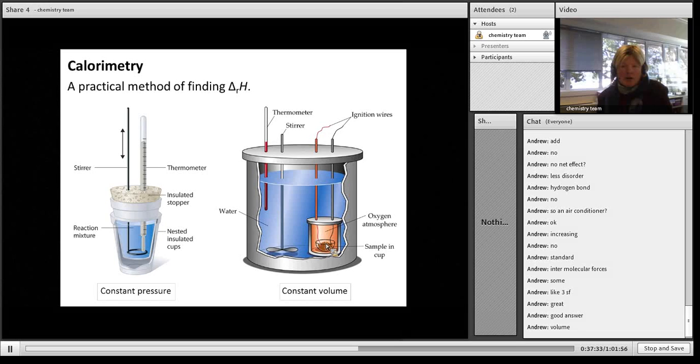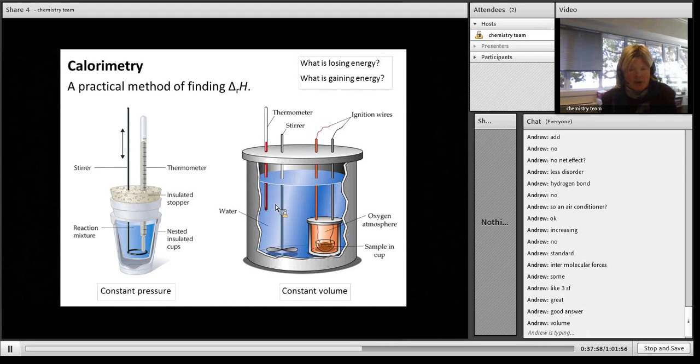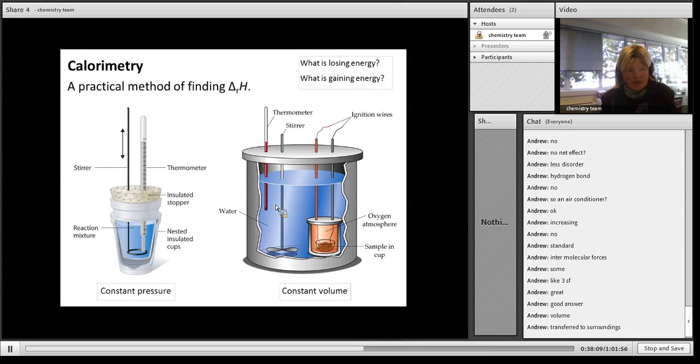Now before we go on, I want you just to think of what is losing energy and what is gaining energy. So look at this one on the right here. I'm trying to show my, there it is. So look at this bomb calorimeter. I'm burning something in oxygen. So just think of what's the energy doing? Where is it going? It's transferred to the surroundings, correct.